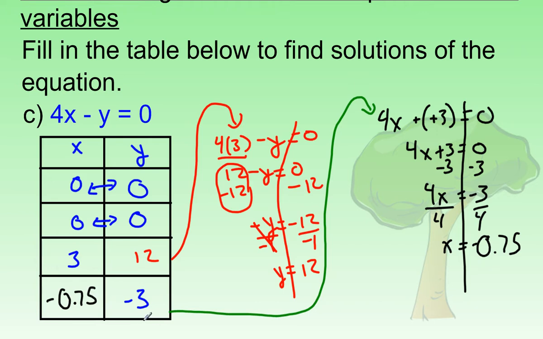So there we go. We now have 3, because these two are the same. We have 3 coordinates, 3 points of this line, 3 answers, solutions to this equation.